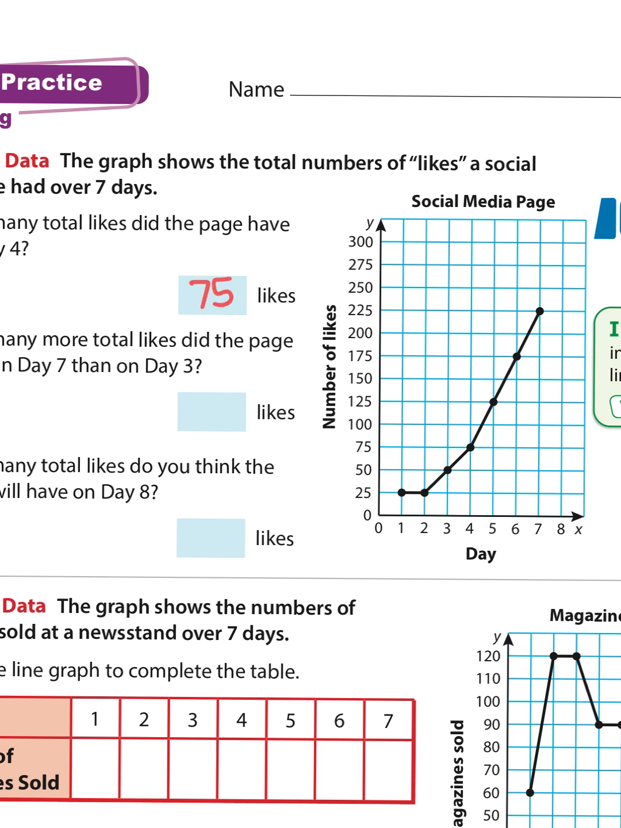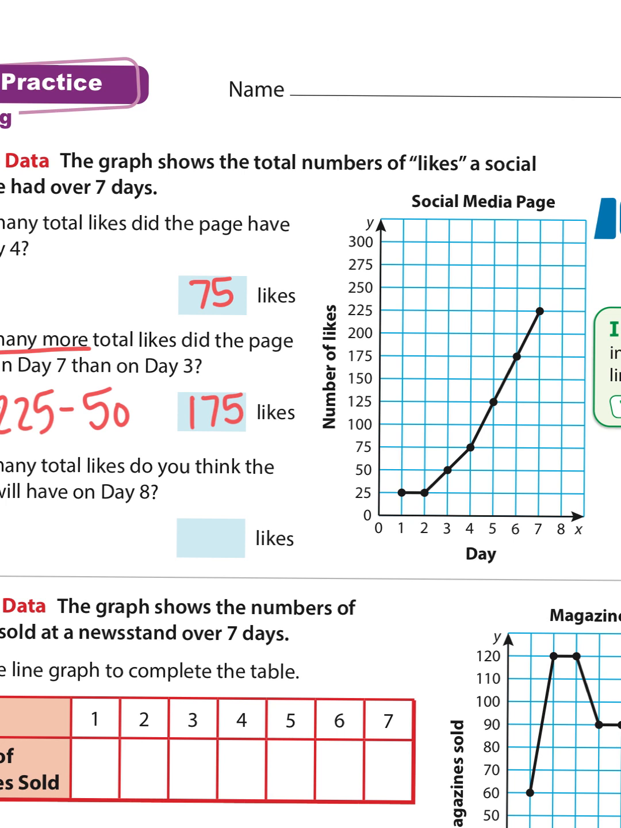Number 6, how many more total likes did the page have on day 7 than on day 3? So I'm going to come over here and look at day 7. I had 225. Whoa, 225. Versus on day 3, I only had 50. So if I'm finding how many more, that means I'm subtracting. 175. And so my answer is 175 likes.